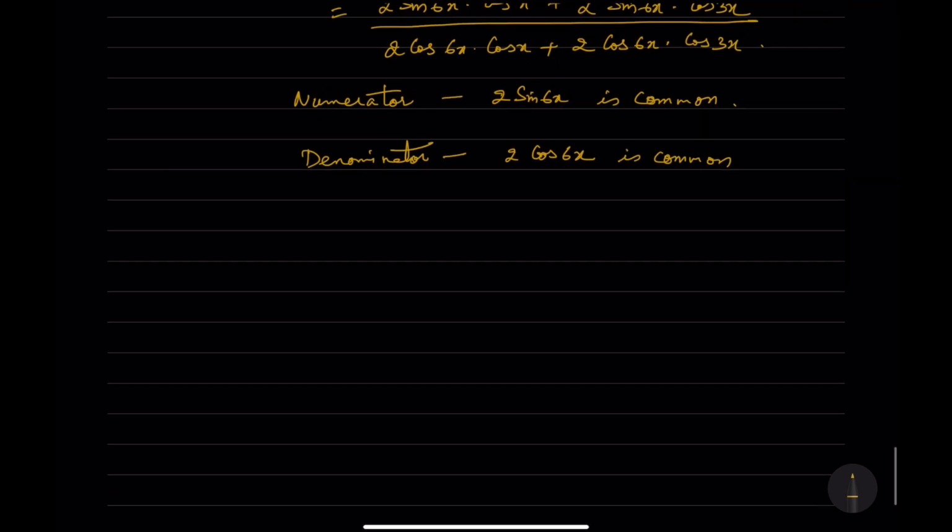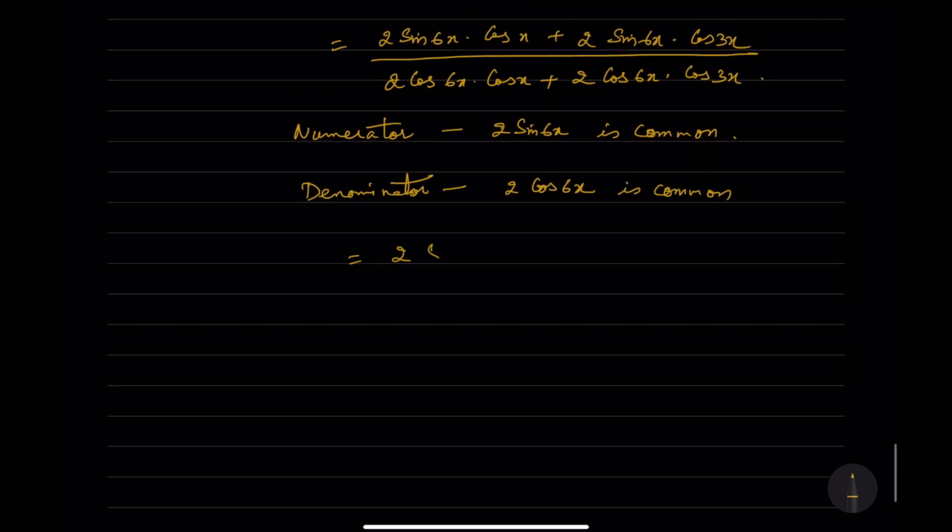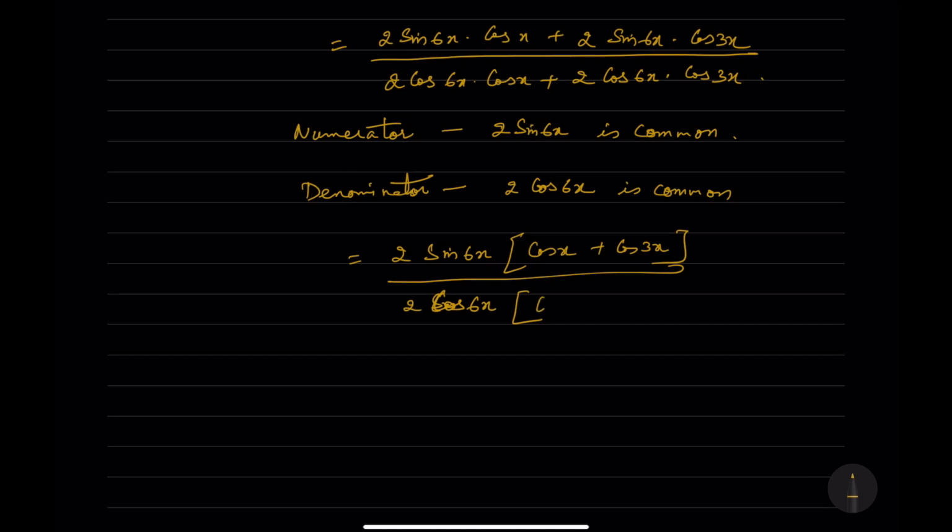So therefore here you can write this as 2 sin 6x into cos x plus cos 3x divided by 2 cos 6x into, in the denominator we are having cos x plus cos 3x. So we can cancel this term, and 2 also will get cancelled. So therefore you are getting sin 6x by cos 6x, which is tan 6x, which is equal to RHS.